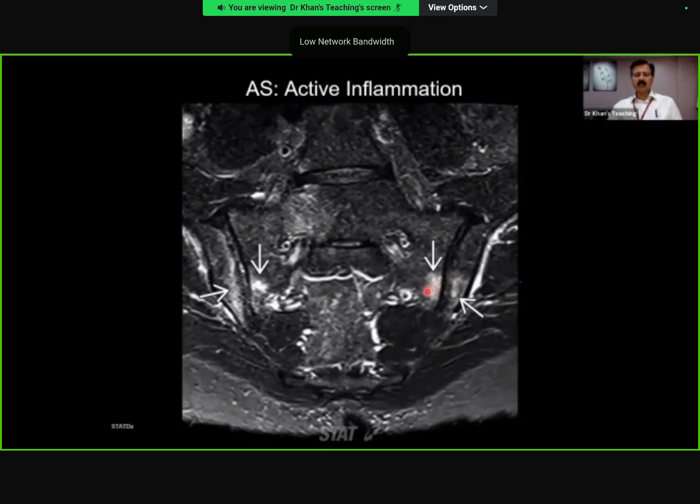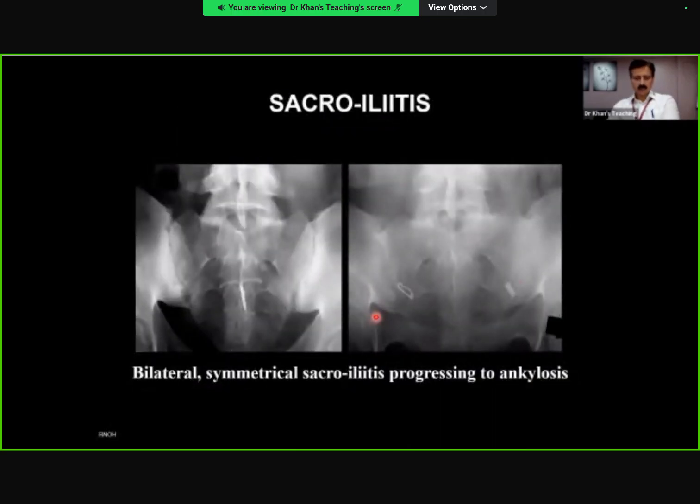And then sometimes, for disease modifying treatment, they will send you MRs to tell them if there is active disease or not. And the definition of active disease is high signal on STIR. So this is the take home point.